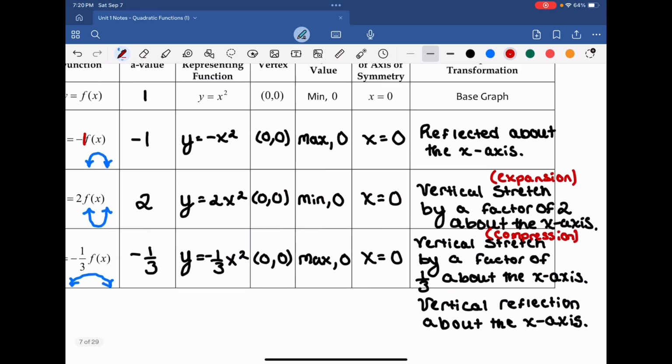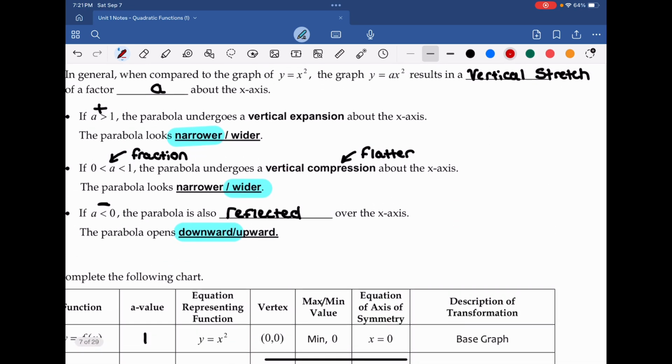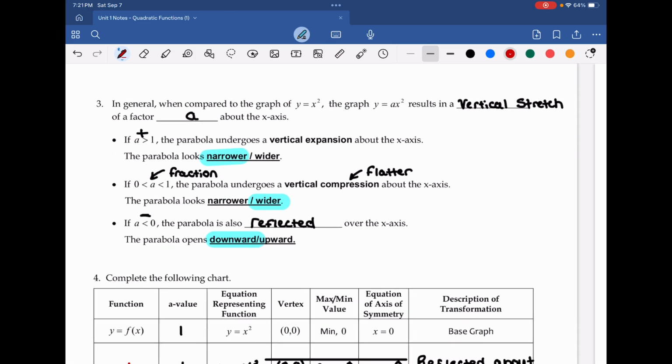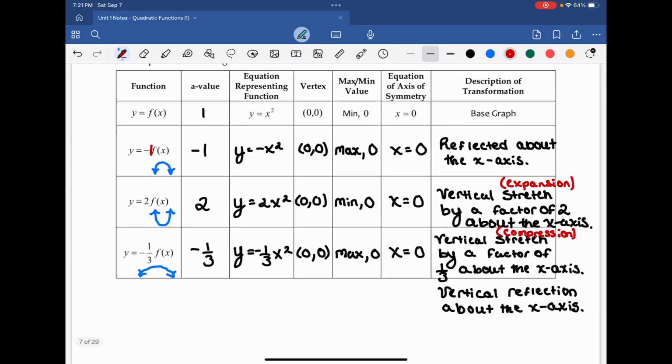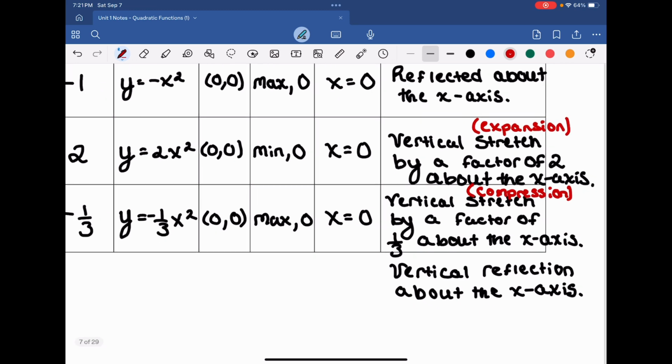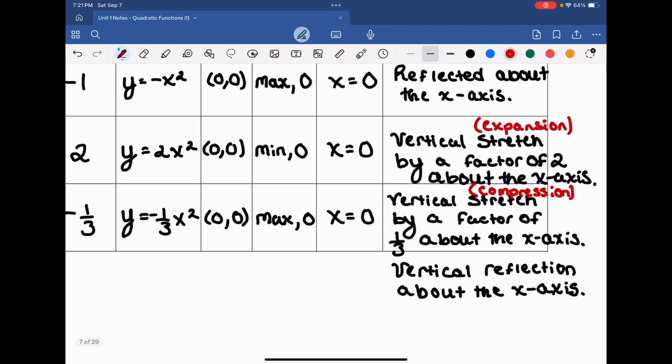Perfect. And that terminology comes from above here, where if we look at this piece, expansion means it's going to be multiplied by some value that's greater than 1. If we have a value that's between 0 and 1, it was a compression. It gets flattened. It gets pushed against the x-axis. But I'm fine with you just saying a vertical stretch by this factor about this axis. That's also equally okay. So the one in red is just another option you can use.